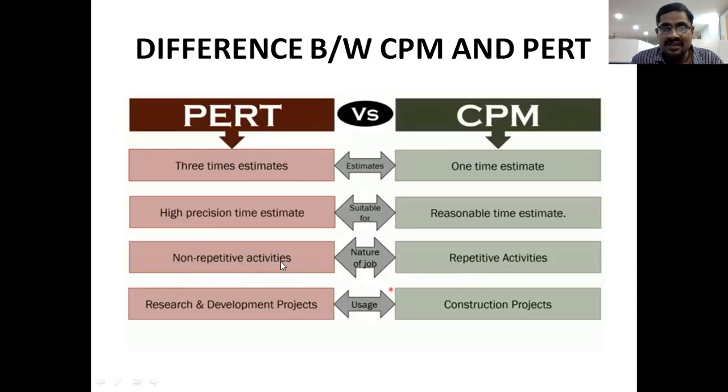So this is another difference between the CPM and PERT. In the CPM, repetitive actions are there, but in the PERT, we have very huge contracts. That's why we have non-repetitive activities for completion of those projects, right?